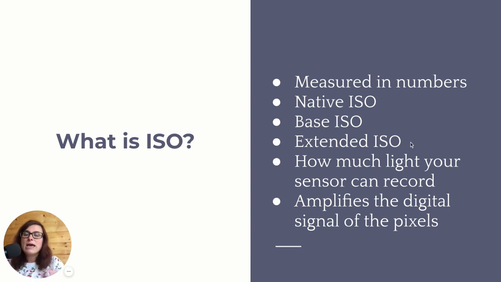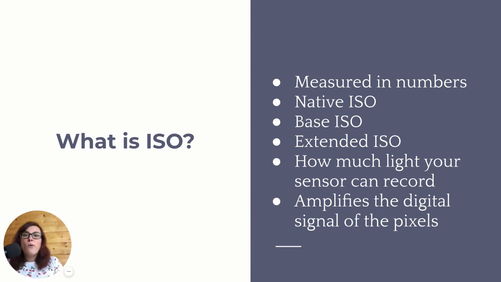Extended ISO is basically all of the other ISO values that are outside of the native ISO range. Some cameras will say that their native ISO range is between 100 and 6400, and their extended range is between, I don't know, let's say 50 and 12,800. So all of these numbers that are lower than 100 and higher than 6400, or whatever those numbers are for your camera model, those are extended. That's the extended ISO range.